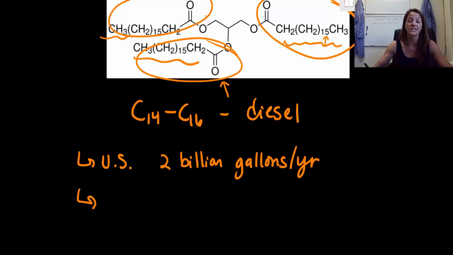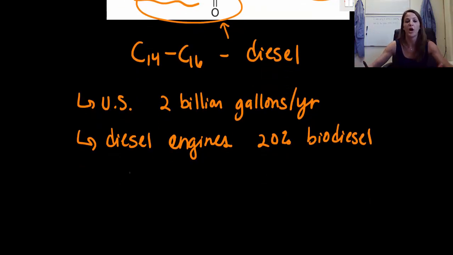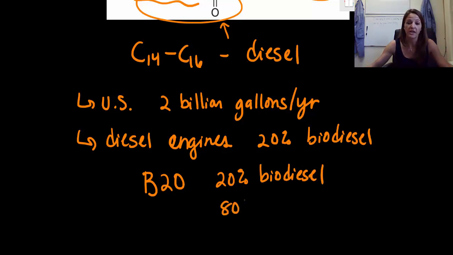Well, it turns out our diesel engines can actually handle more biodiesel than our gasoline engines can handle in terms of ethanol. So our diesel engines can handle up to about 20% of biodiesel. So if you drive a diesel truck and you ever walk up to a pump and you see something that says B20, that means you have 20% of your biodiesel and you have 80% of diesel.